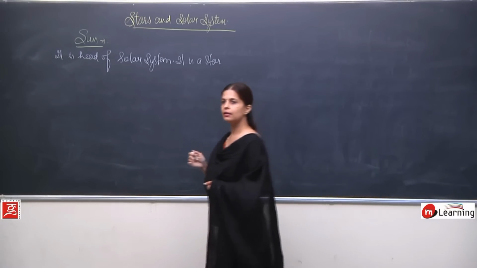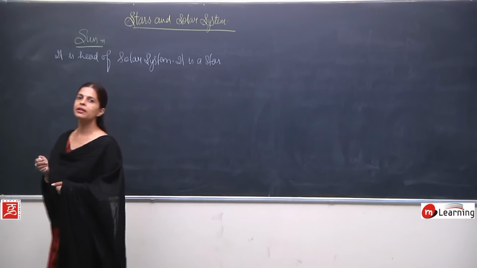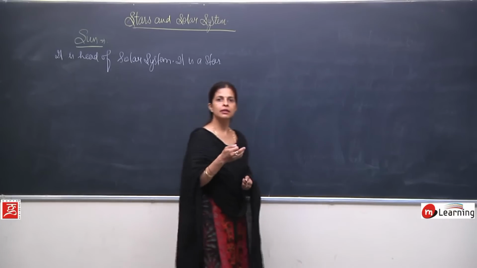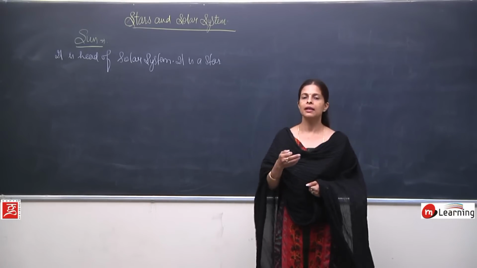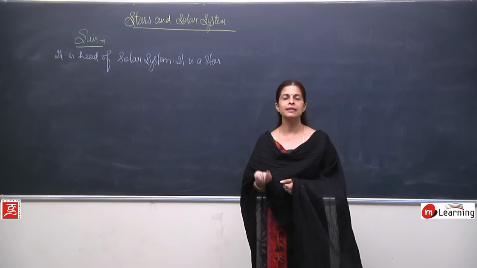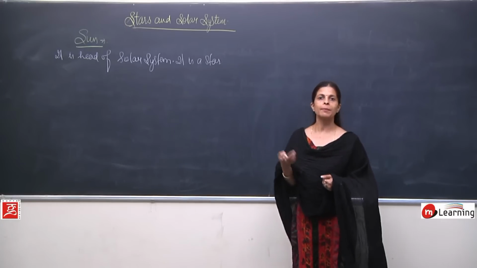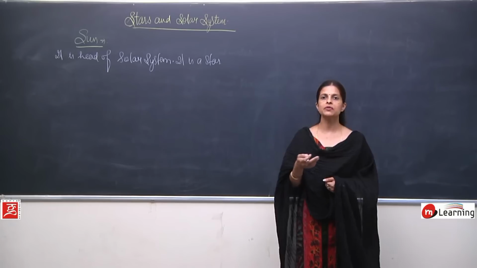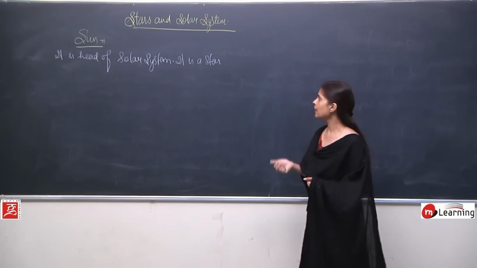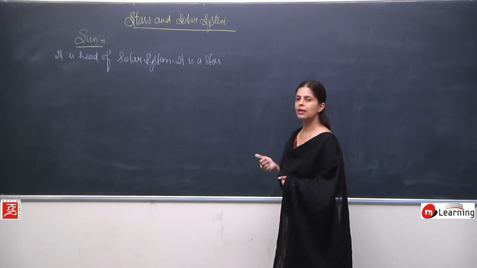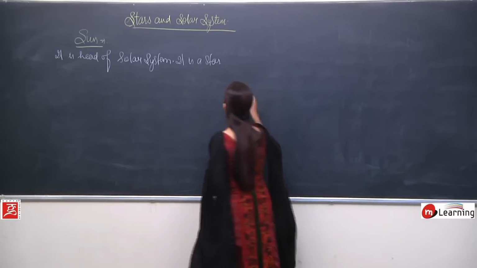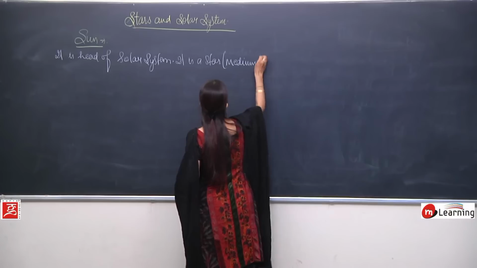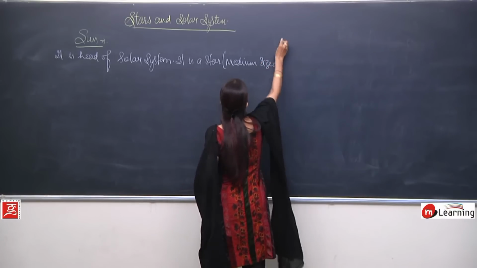The thing is that the Sun is the one which is very near to us, and so we can see the Sun very nicely, and we can get heat and light. We have a lot of benefits from the distance between the Earth and the Sun, which is very appropriate. So coming back to the point, it is the head of the solar system. It is a star, or I can write, it is a medium sized star.